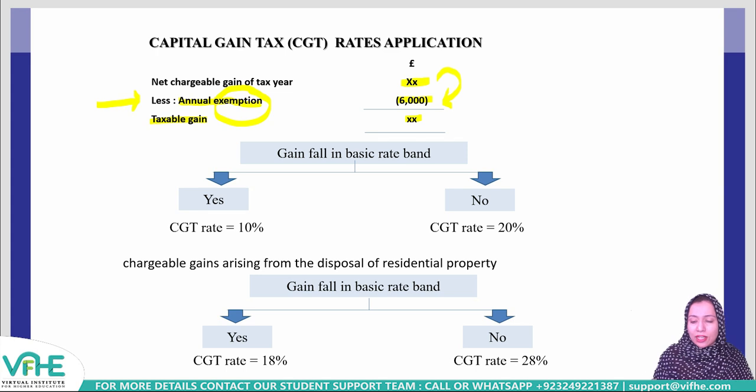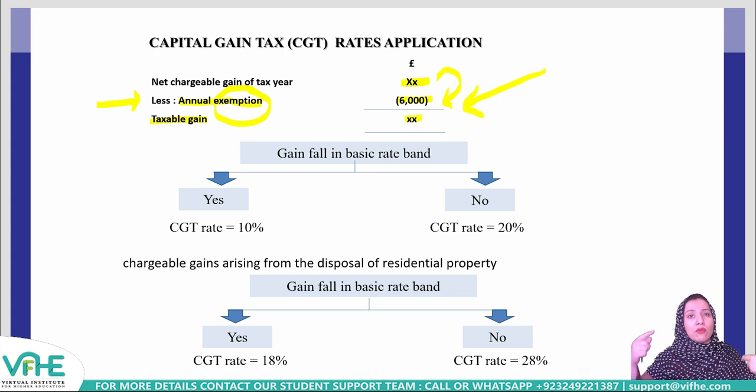And similarly, when it comes to capital gains tax computation, there is an annual exemption of £6,000, which means that if your overall gains for the tax year are either equivalent to or less than £6,000, there is no CGT implication at all.